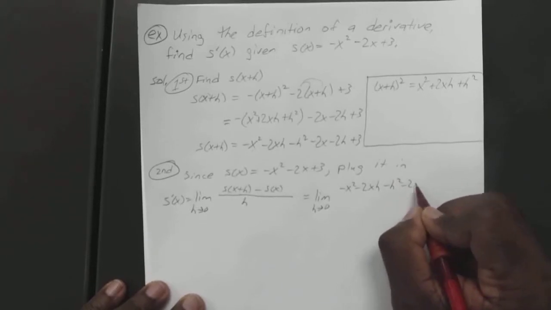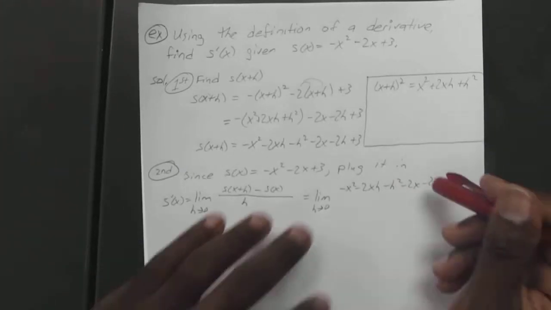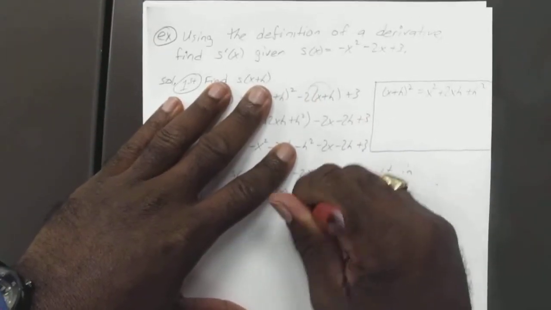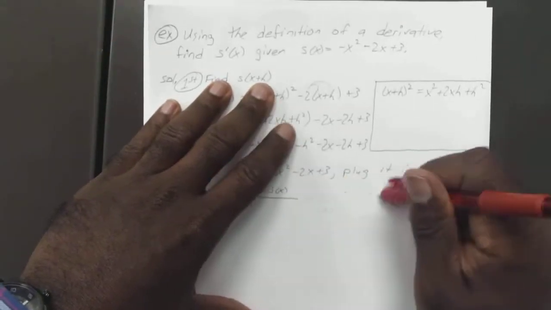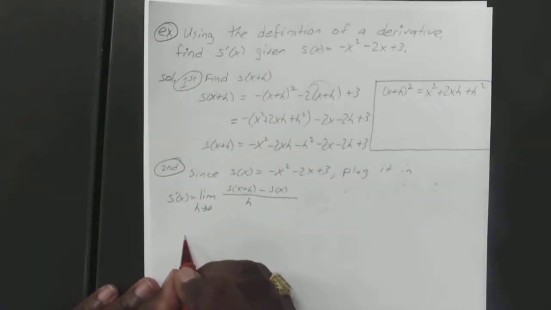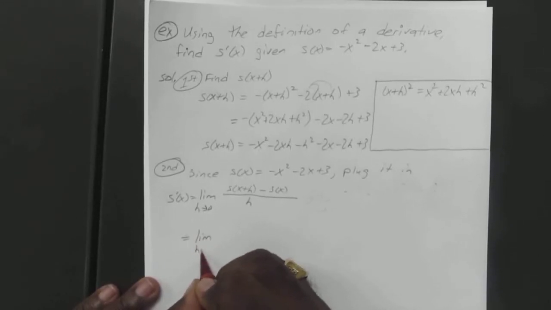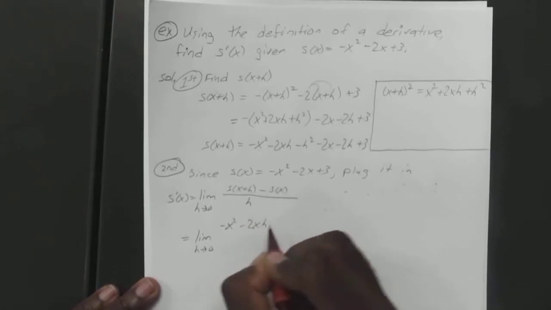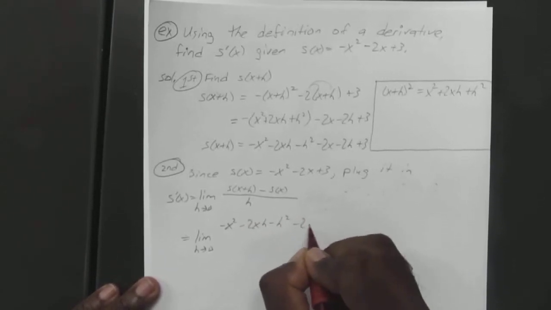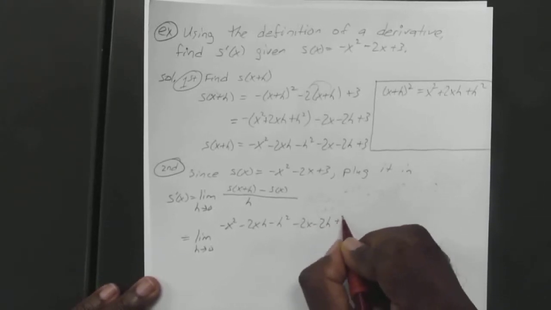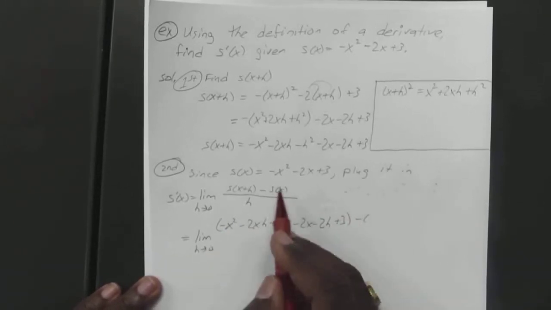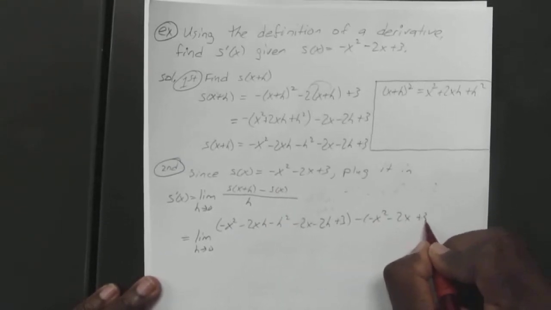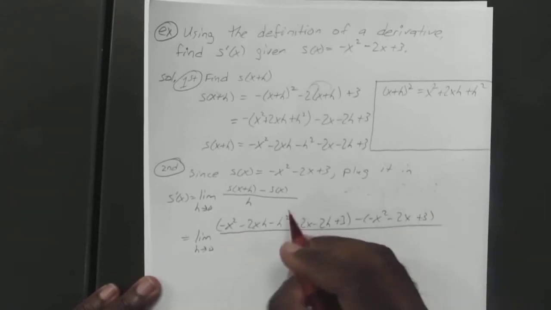minus h squared minus 2x minus, I may not have enough room. Something kept gnawing at me to start on the next line, especially since these tend to get a little bit long. H approaches 0, negative x squared minus 2xh minus h squared minus 2x minus 2h plus 3 minus your s of x, which is negative x squared minus 2x plus 3, all over h.